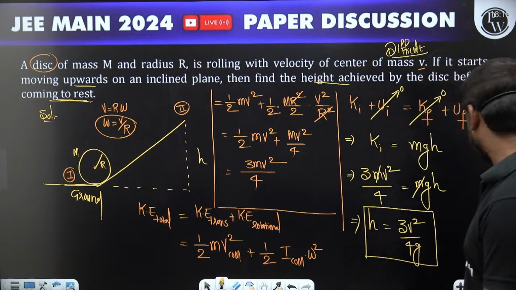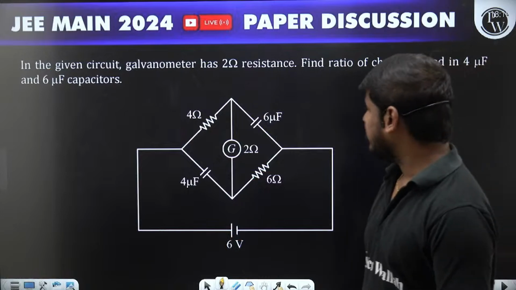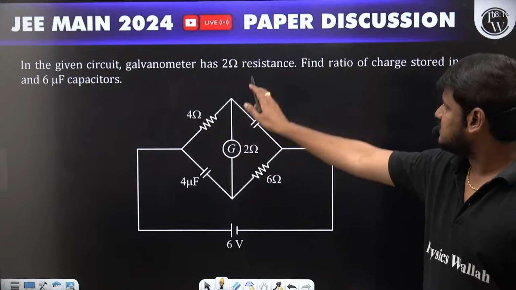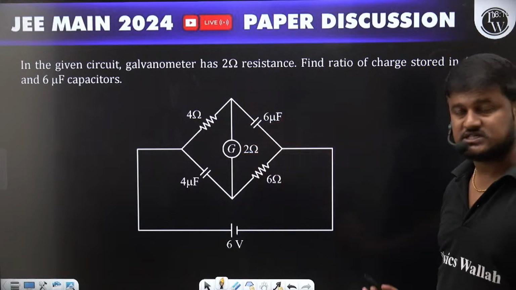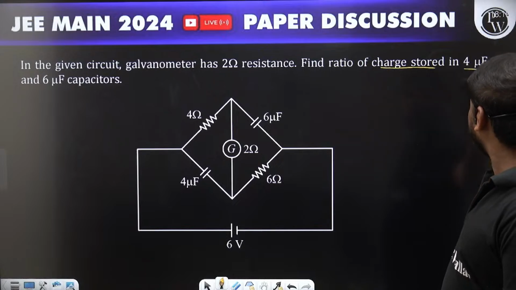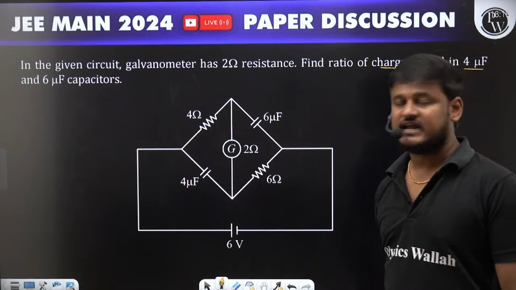Done. Chalo. Now the next question: in the given circuit, the galvanometer has 2 ohm resistance. This is a galvanometer which has 2 ohm resistance. Then find the ratio of charge stored in the 4 microfarad and 6 microfarad capacitors.